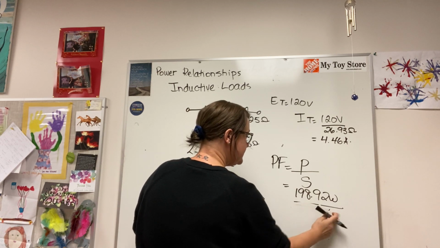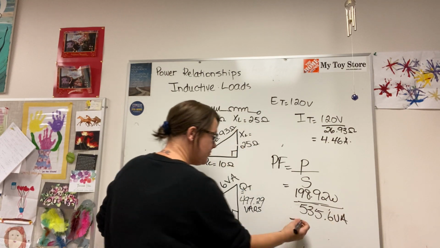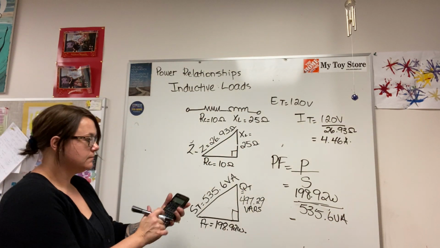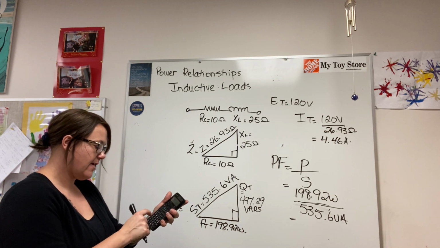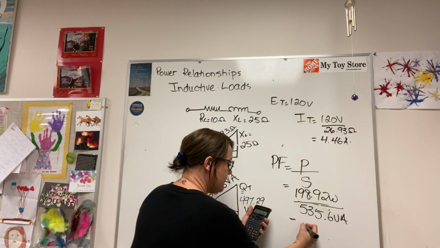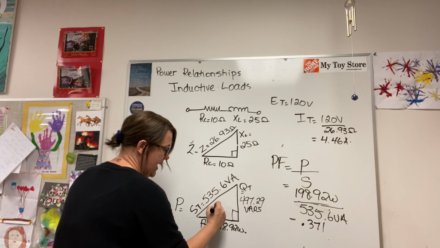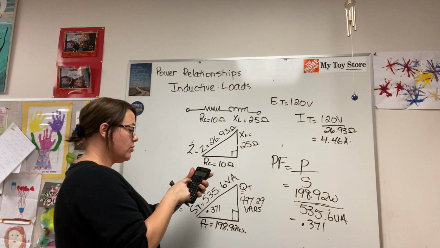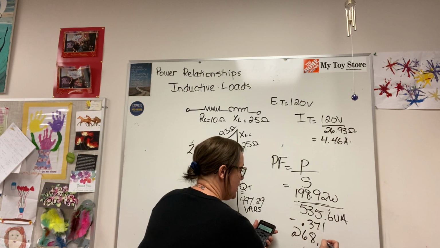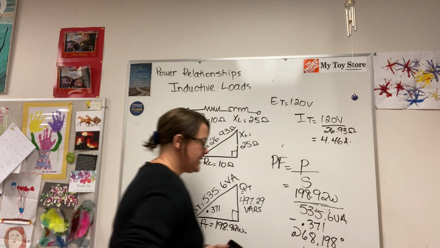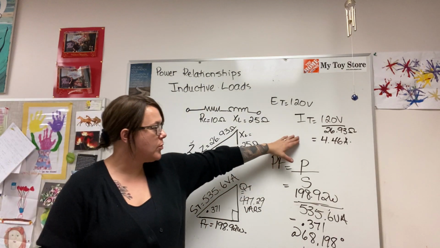Ooh, almost made a mistake. 535.6 VA, and that will give me my power factor. 198.92 divided by 535.6 equals a power factor of 0.371. And if I want to know what the angle is, I'd arc cos that, which gives 68.198 degrees. So that is the relationship between 120 volts and 4.46 amps, right?